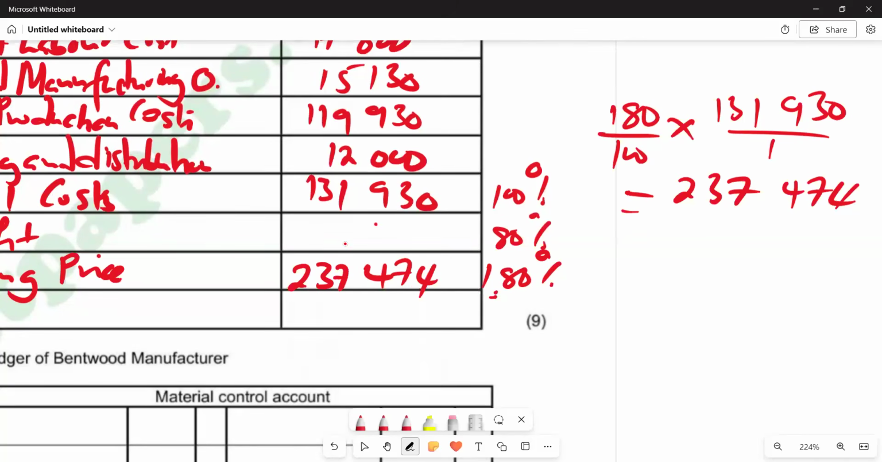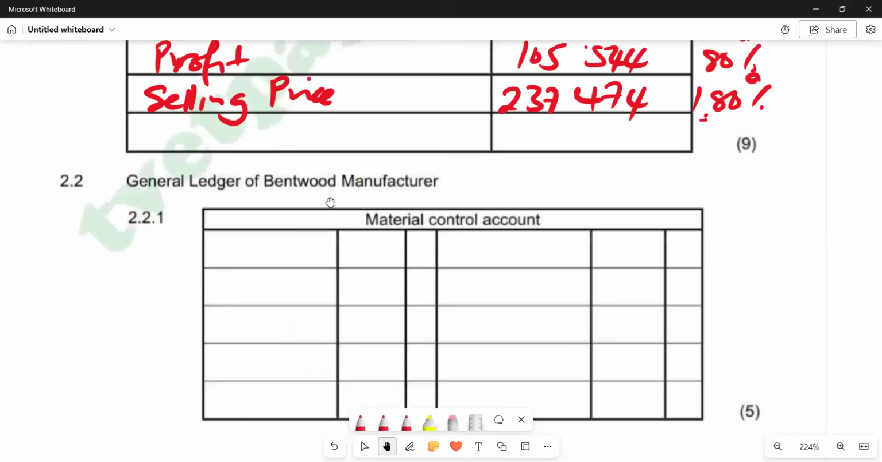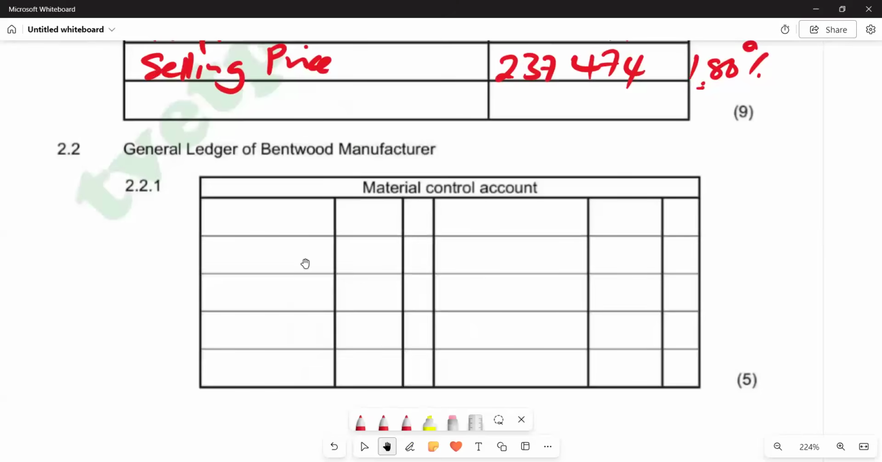Then to get this one, we are just saying 237,474 minus 131,930, and we are going to get 105,544. Or you can just use proportion, whereby we are saying 80 over 100 times 131,930. This is using proportion. You are supposed to also arrive at 105,544. So this is what we have. So we can move on to the next one, which is the material control.